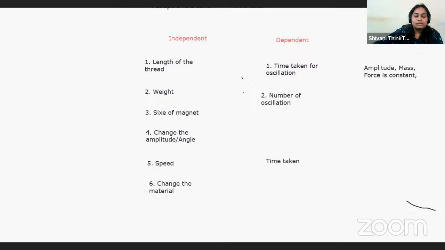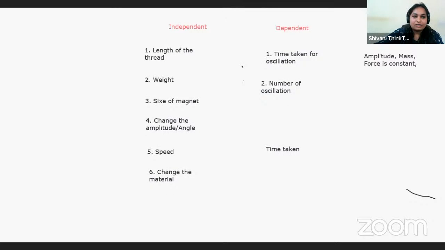Ma'am, what about changing the length of the thread? Yes, that is there, right? First one is length of the thread. The thickness of the thread can also be changed. Yes, you can try out many variations.